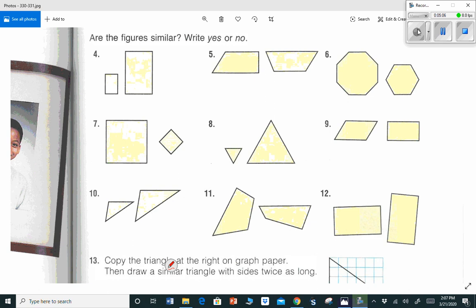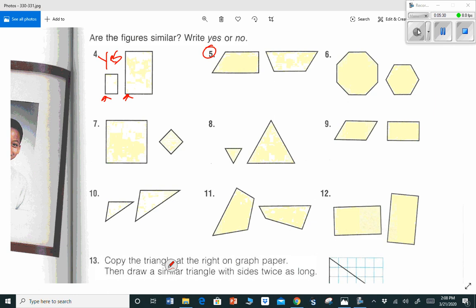Okay, it says, are the figures similar? Write yes or no. So it's just a yes or no thing. Number 4, it appears to me that those are indeed similar. If you were to put this on the copy machine and tell it to blow it up to a bigger size, it would become that, I believe. So I'm going to say yes to this.